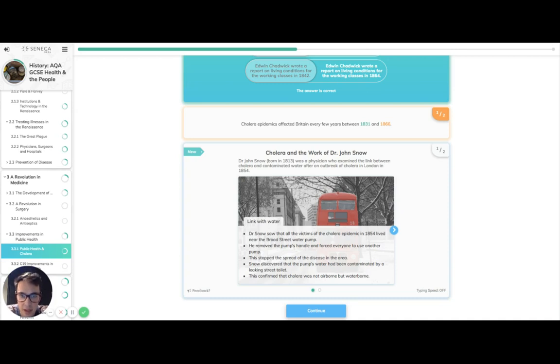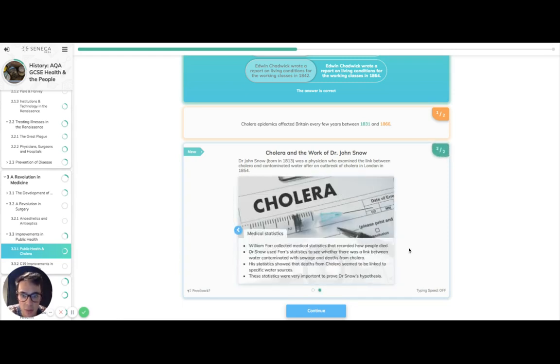John Snow, not the man from Game of Thrones, but he's a big figure in this course. Born in 1813, he was a physician. He spotted in 1854 that all the people who got cholera lived near the Broad Street water pump in London. He removed the pump and saw that it had been contaminated by leaking street toilets, so there was sewage in the water. This confirmed that cholera was not airborne, but waterborne.